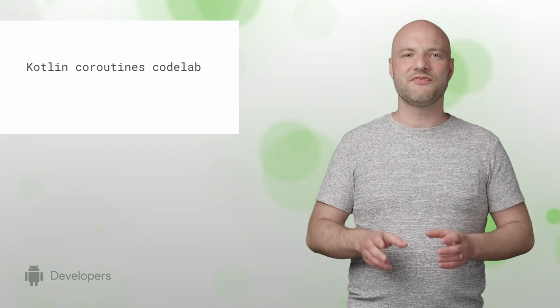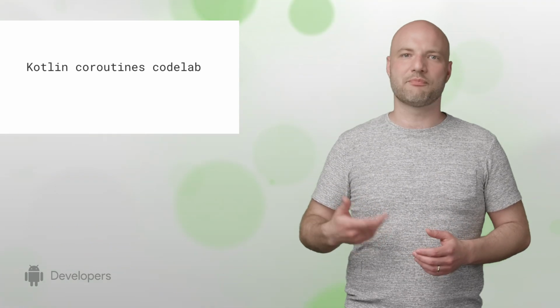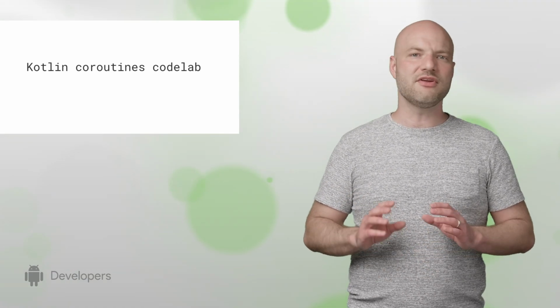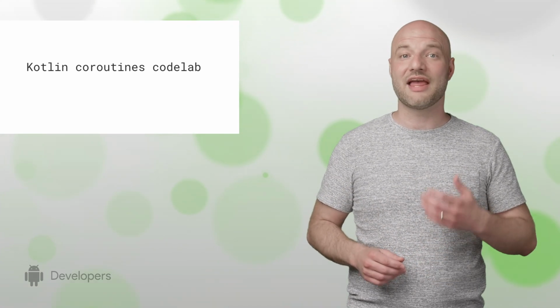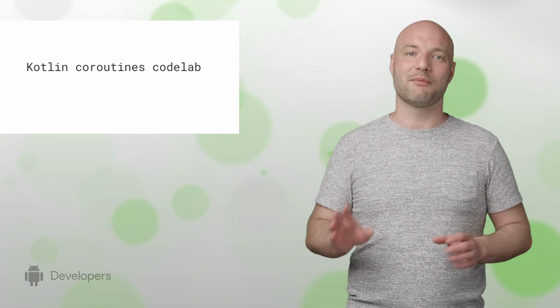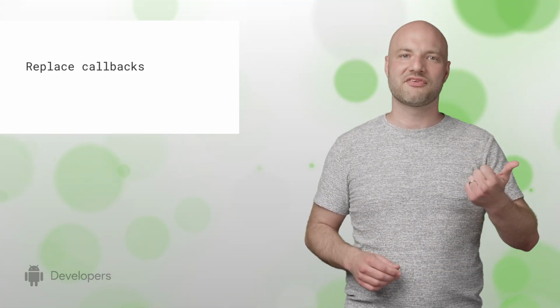Coroutines are a new feature in Kotlin, but they're actually a pretty old concept. They've been used in popular languages for the last few decades, and they turn out to be a great solution to some common problems that we have on Android. Coroutines allow you to replace callbacks. You can transform callback-style code into what's called sequential programming. In this video, we'll explore how they do that.